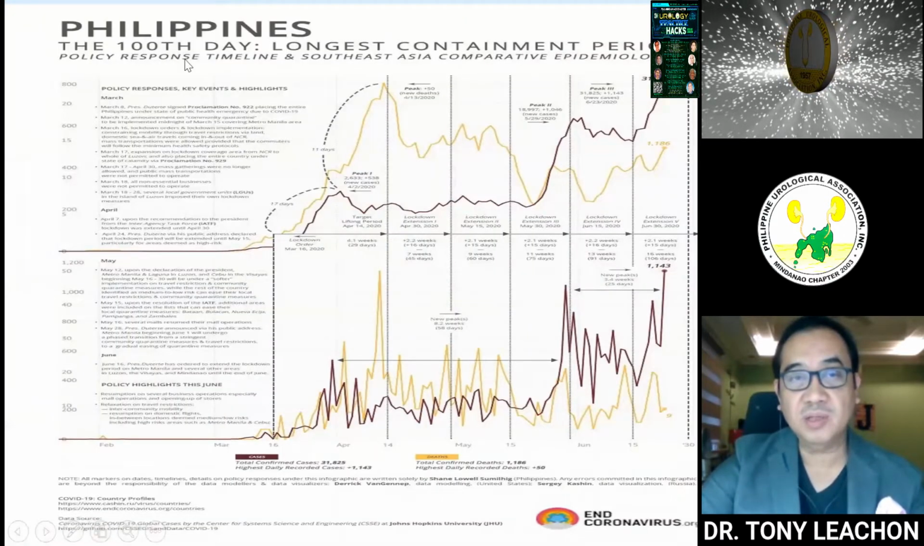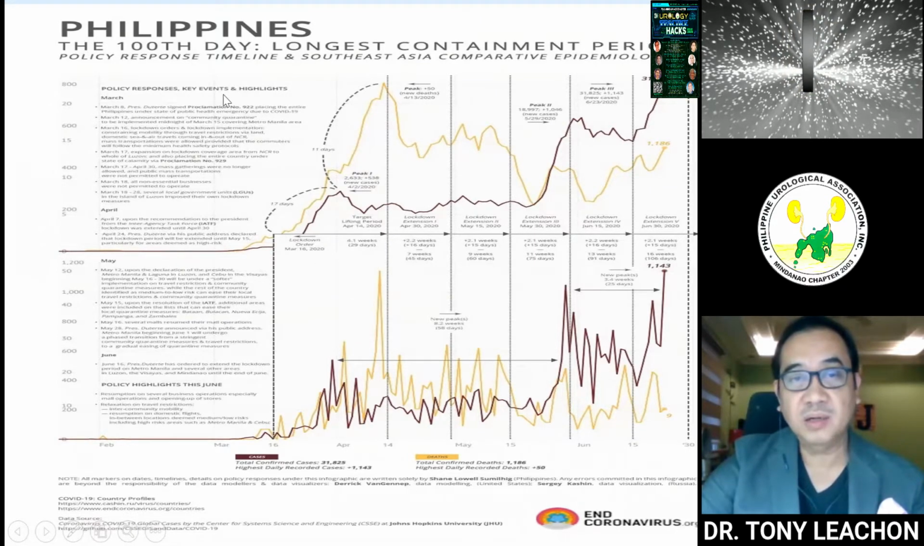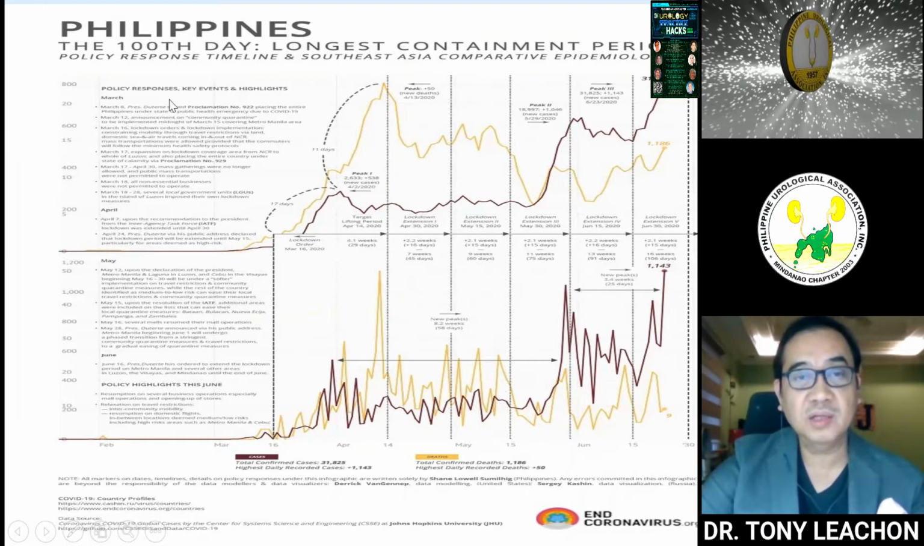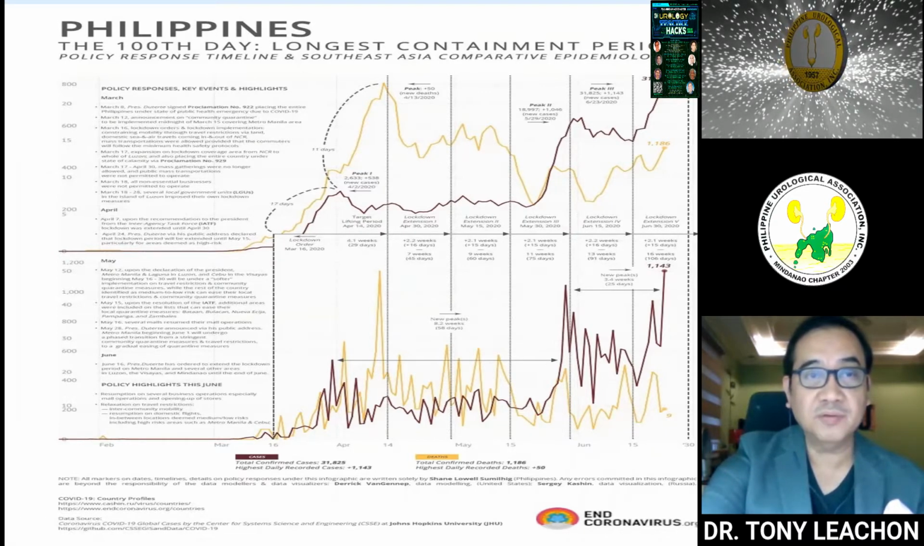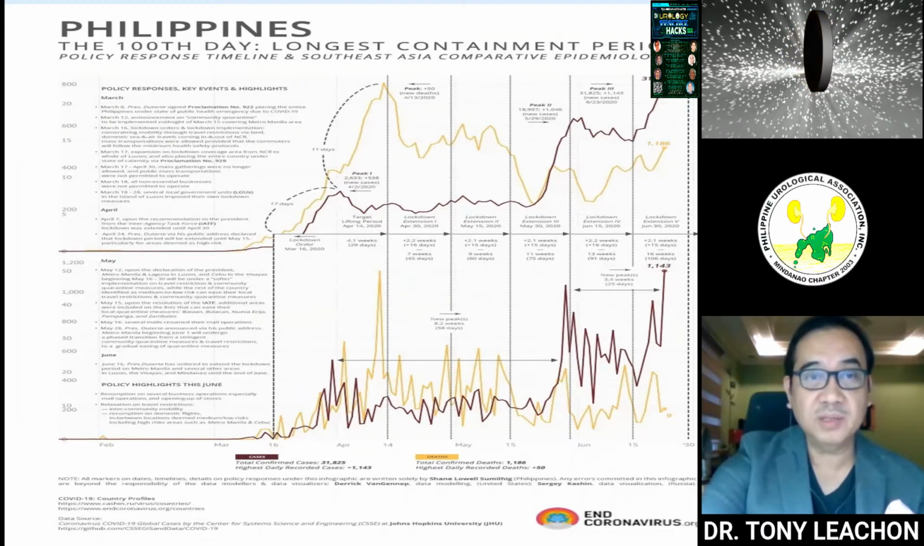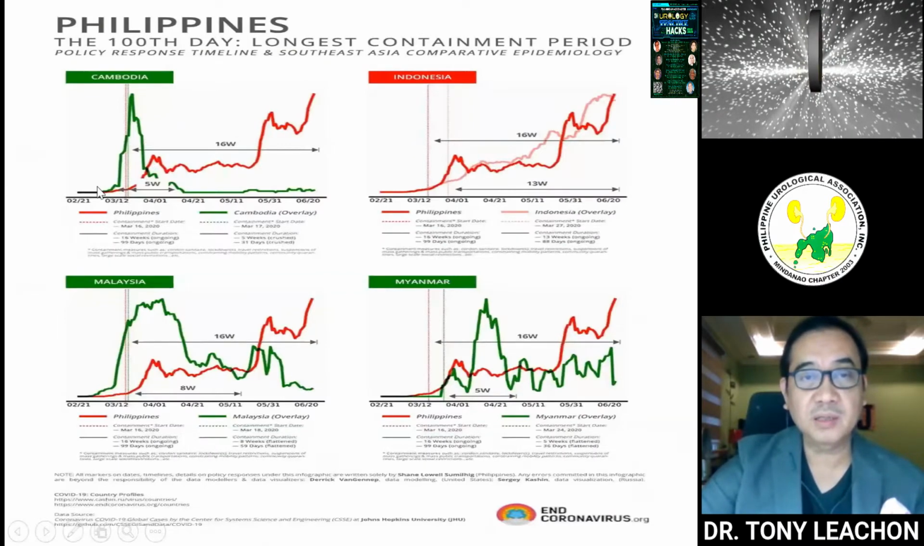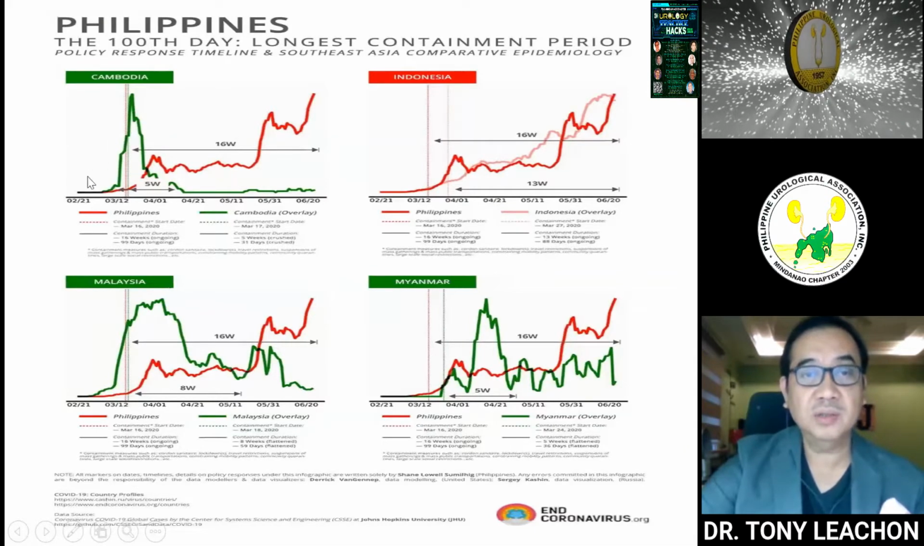The Philippines has the longest containment period in the world. And right now, we're entering our 6 months with the different milestones and the different initiatives. What would be our comparison with the rest of the Southeast Asia? We're the number one country right now in terms of cases in the Southeast Asia, followed by Indonesia, and then followed by Singapore.